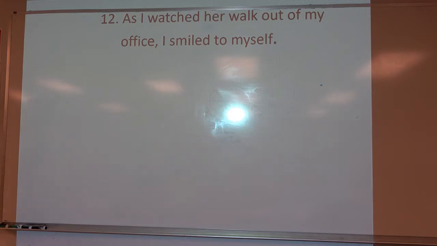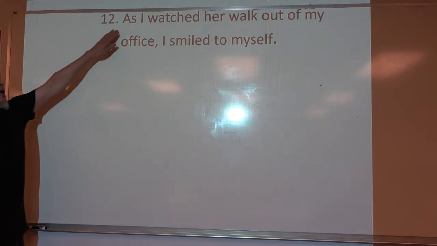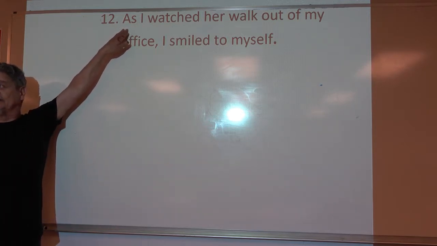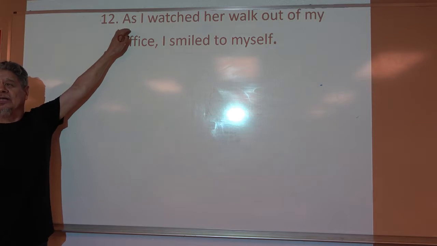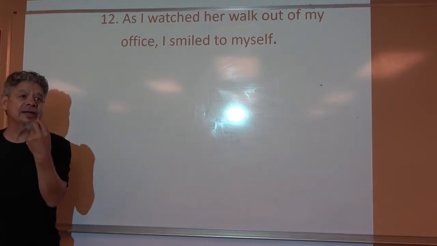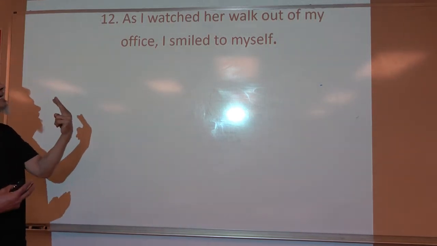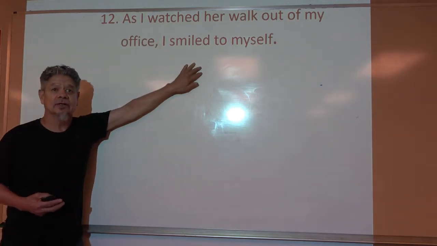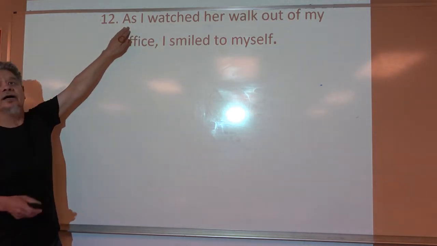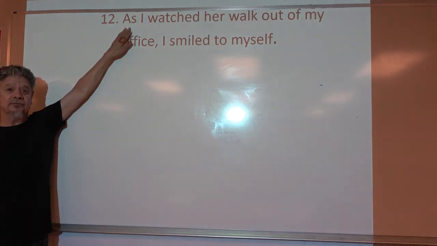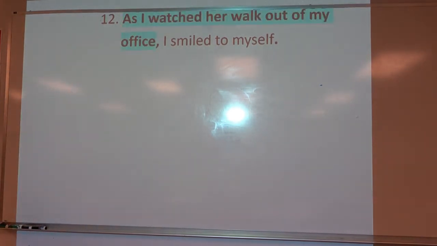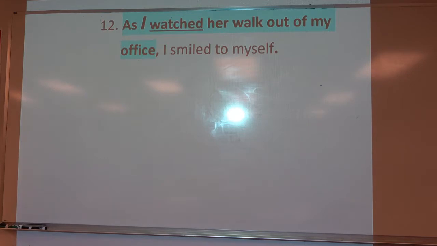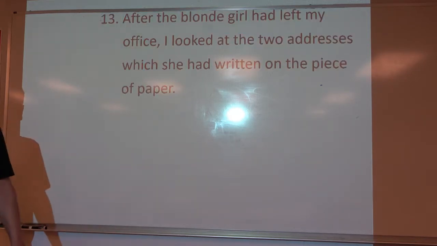Very good. Dependent clause? Yeah. Your homework is to write sentences with "as," right? And here, this is where two things are happening at the same time. As I watched her walk out, I smiled. Okay? So this is "as" as a subordinating conjunction. And you are right, Maria. That's the dependent clause. That's the verb and subject.